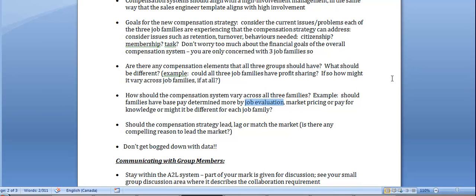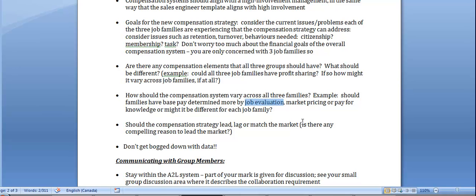And again, don't forget, should the strategy for each job family lead the market, lag the market, or match the market? And here's a little hint. Is there any compelling reason that you would want any of them to lead the market? Is there any compelling argument that you can make for leading the market?